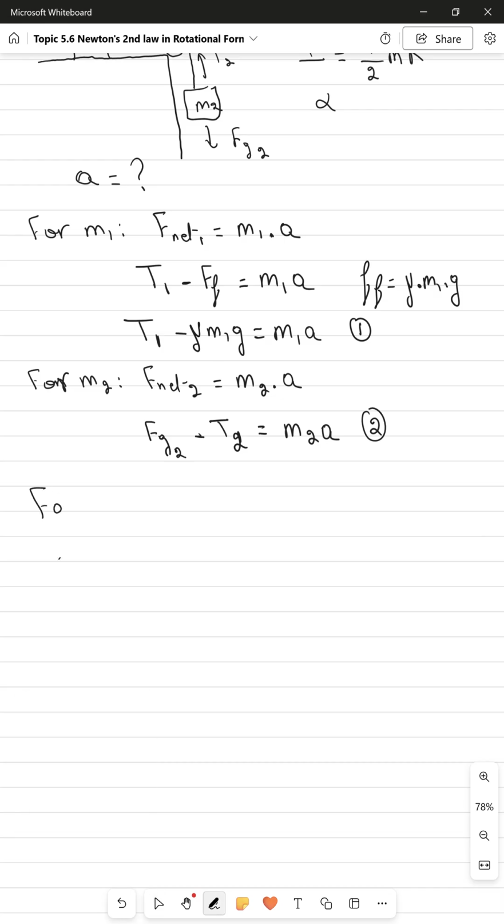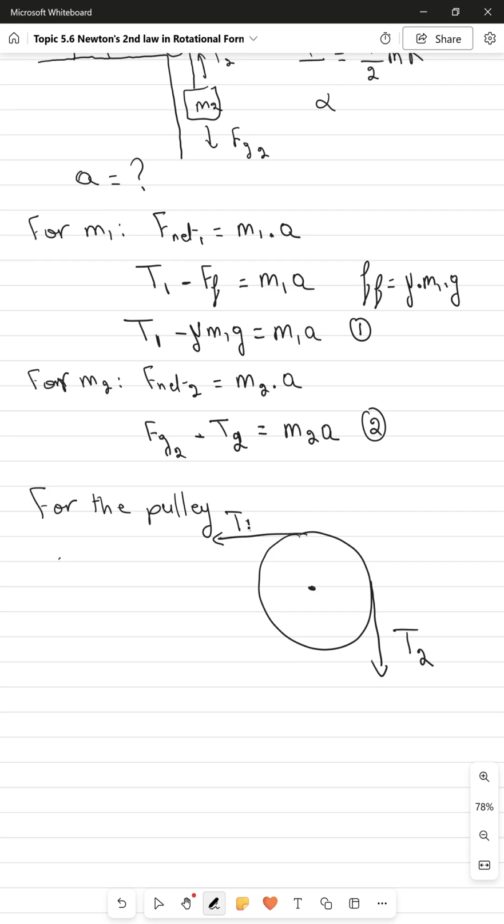Now for the pulley, we can try to draw it. I have T2, which is going to rotate it in this way, and T1, and I have a radius R. We see that T2 and T1 are going to rotate it in opposite ways, but since it's going to rotate that way, it will be T2 minus T1.